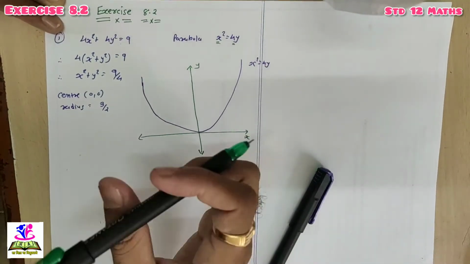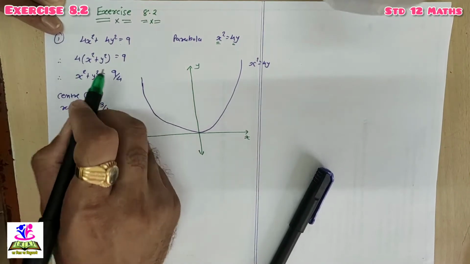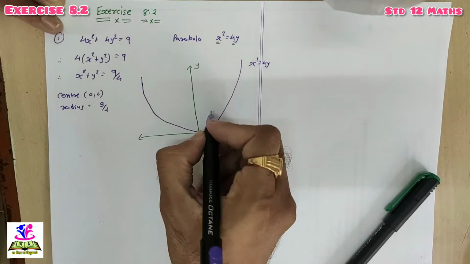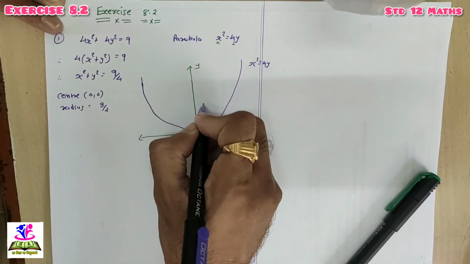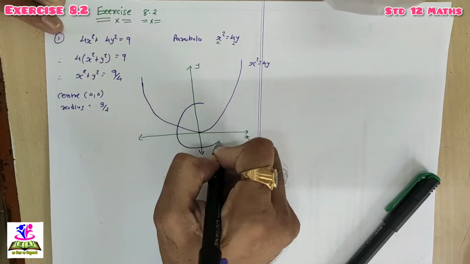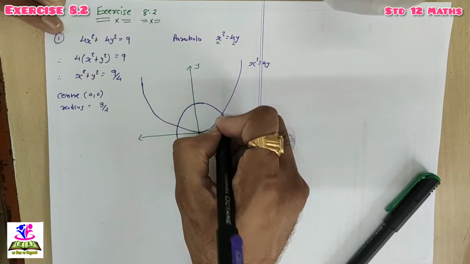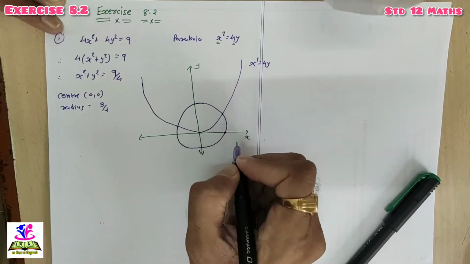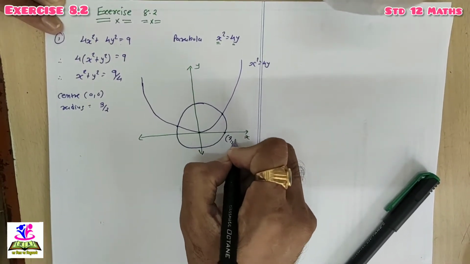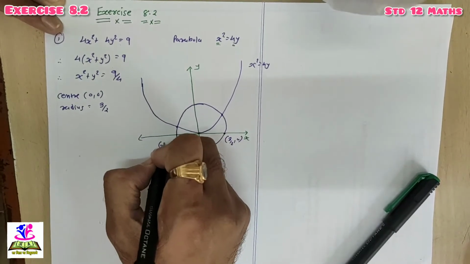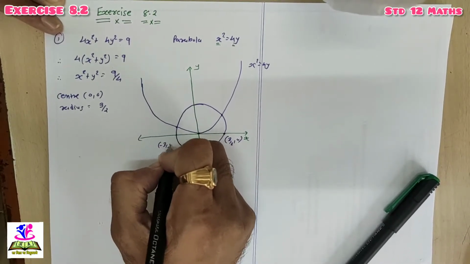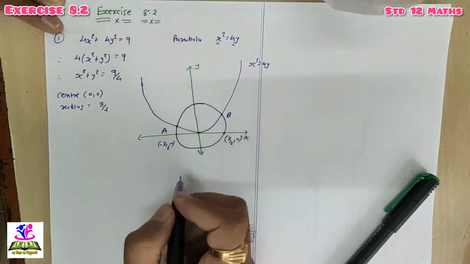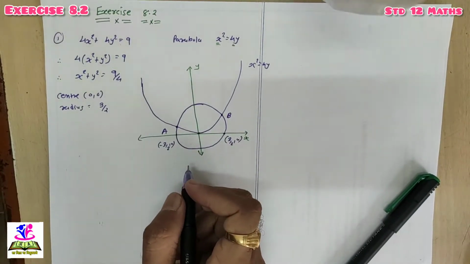Done. And our circle has center at the origin and radius 3 by 2. So this is the circle and the radius of the circle is 3 by 2. The coordinates of this point are 3 by 2, 0. This one is minus 3 by 2, 0. And these are the intersection points of the circle and parabola, and we have to find the coordinates of those points A and B.